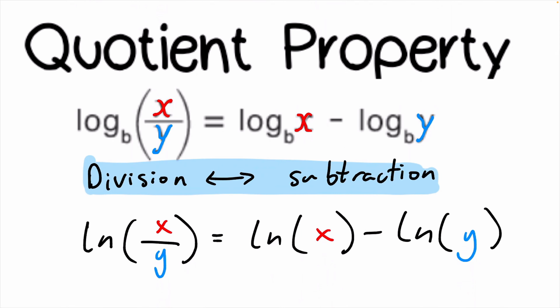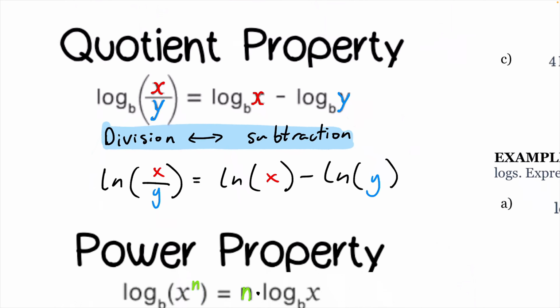So they're going to ask us 2 different things later. On the other side, they ask us to either expand it or condense it. So this is how we're going to do it. That's the quotient property. And then the last one's the power. Power doesn't have division, subtraction, addition, all those. It's just the power.